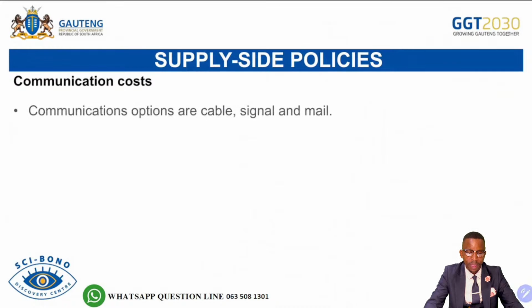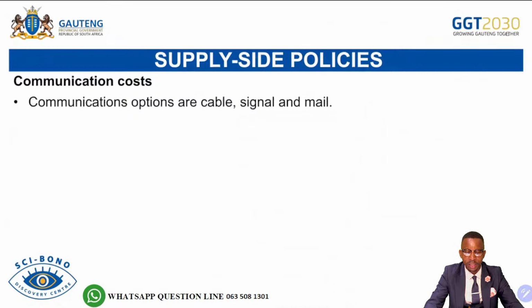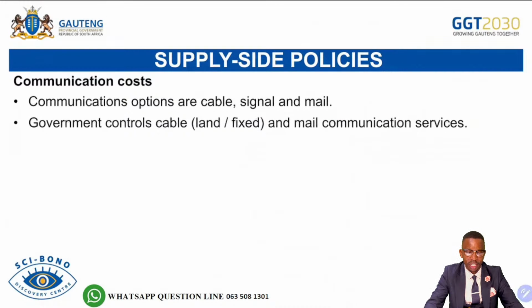Communication cost. Communication options are cable signals and mail that are important for operation of businesses. Government controls cable lines or fixed and mail communication services.